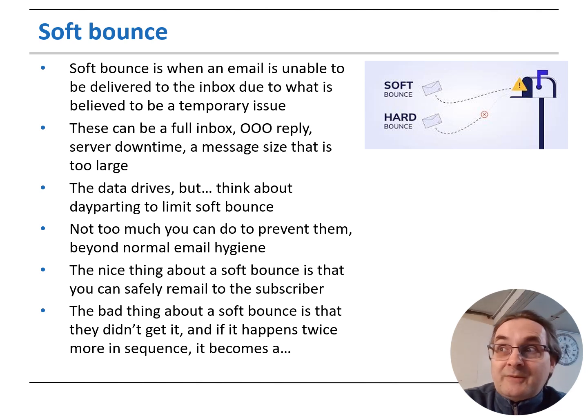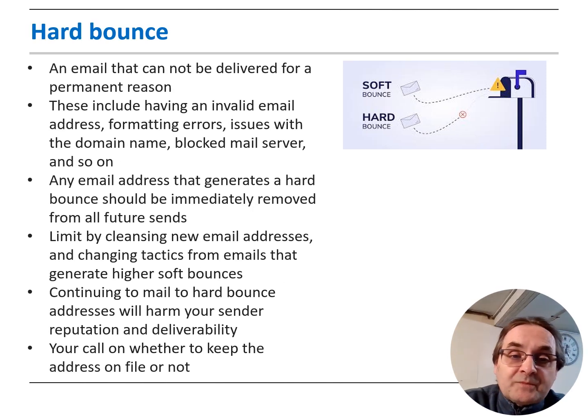The nice thing about a soft bounce is it's not fatal. You may have just caught someone at the wrong time or wrong connection or whatever. And if you mail to them again, it might be fine with the right day parting, different subject line, whatever. The down part is they didn't get your email, and if it happens 3 times in sequence, that becomes a hard bounce. A hard bounce is an email that cannot be delivered for a permanent reason.